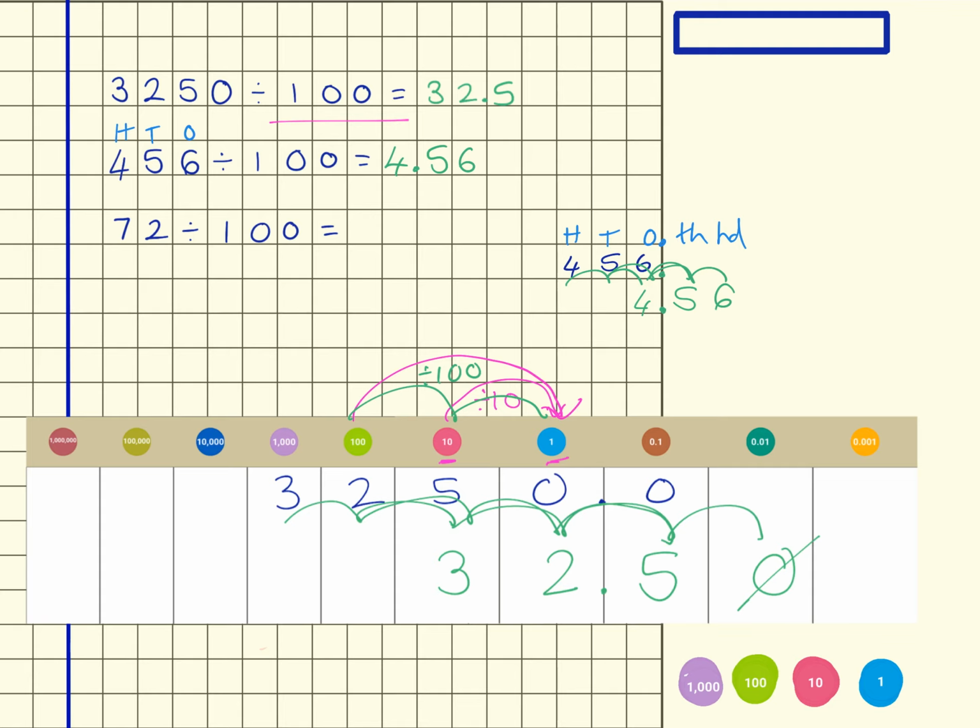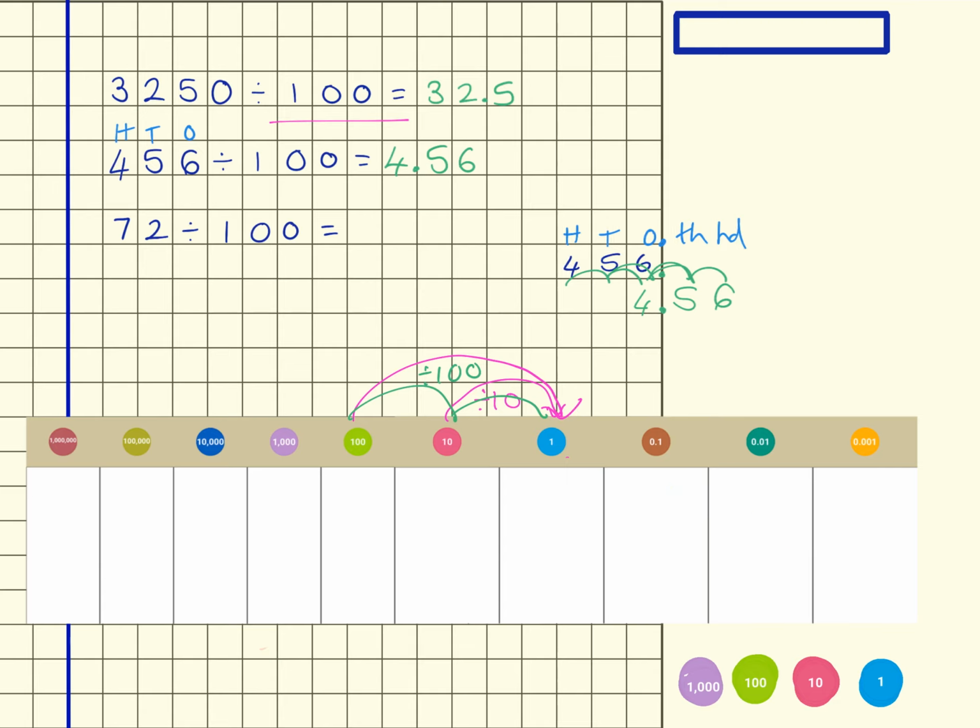Now with a question like 72 divided by 100, sometimes you can get in a bit of a muddle with that one. So I'm actually going to model that one down here on the place value chart I've got at the bottom, because it's just a little bit easier to see what happens with those numbers and where the 0 comes from. So let's start with the number 72, and we're going to be dividing that by 100.